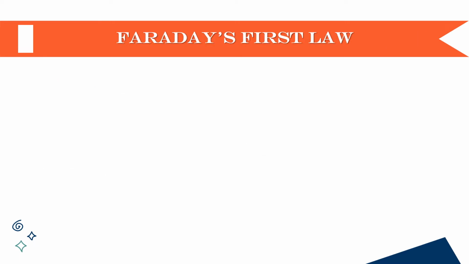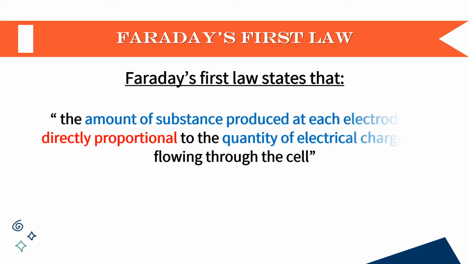So, with that in mind, Michael Faraday developed the Faraday's first law, and it states that the amount of substance produced at each electrode is directly proportional to the quantity of the electrical charge, which kita letakkan dia sebagai simbol Q for coulomb, flowing through the cell. Okay, jadi berapa banyak mass product yang ada bergantung kepada berapa banyak electrical charge yang mengalir pada kita punya cell.